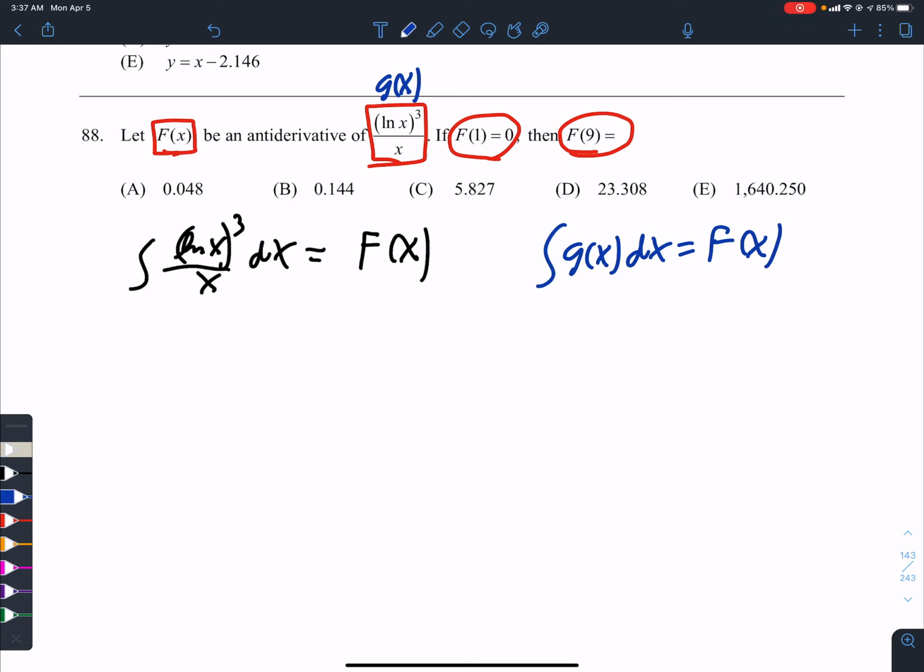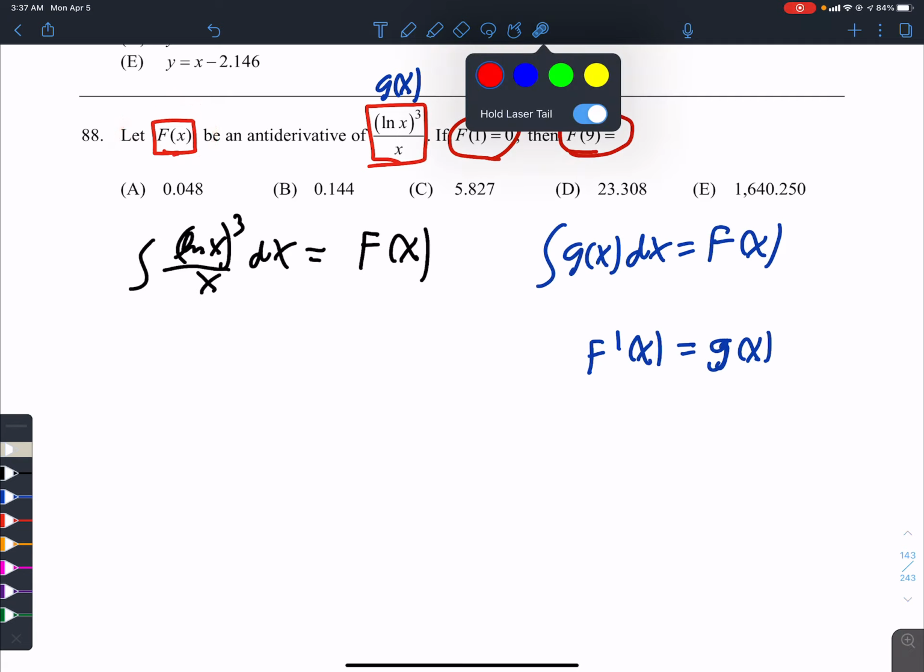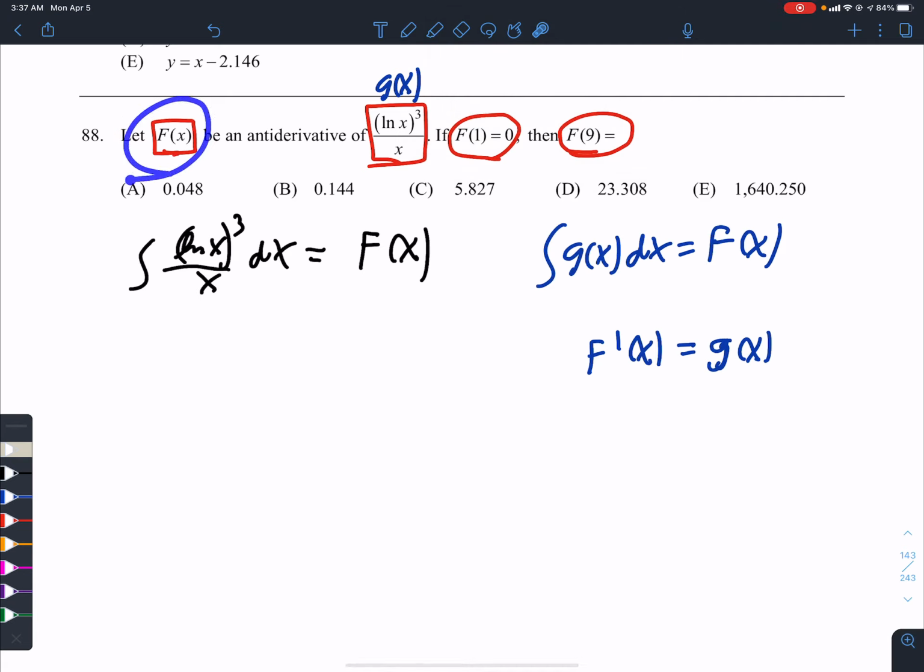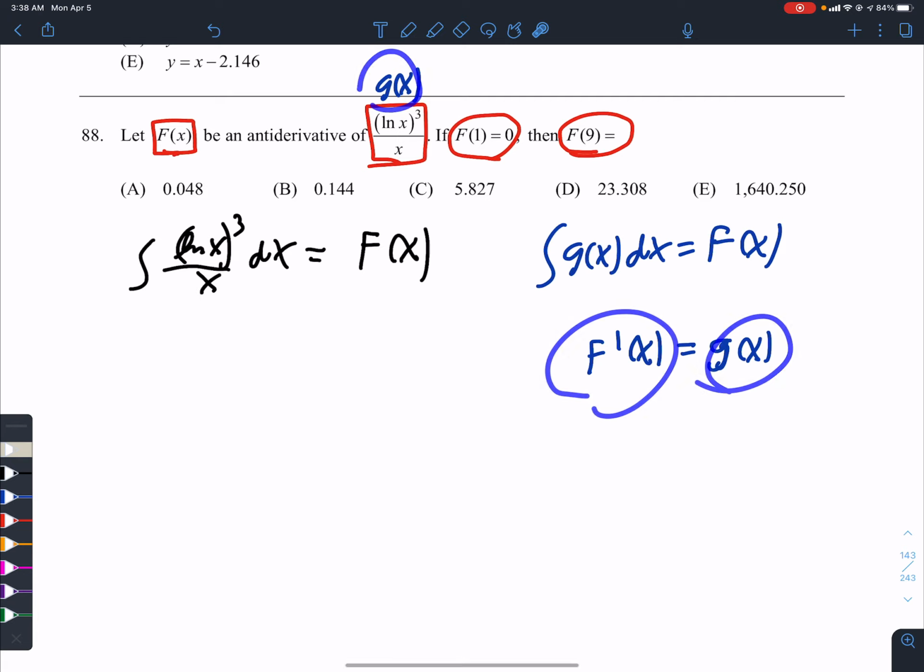Or another way we could say this is that the derivative of f is g of x. Because if something is an antiderivative, well, you take the derivative of it, so the derivative of this will be this. So the derivative of f will be our g here. Okay, so all this to say, this is a fundamental theorem of calculus problem.